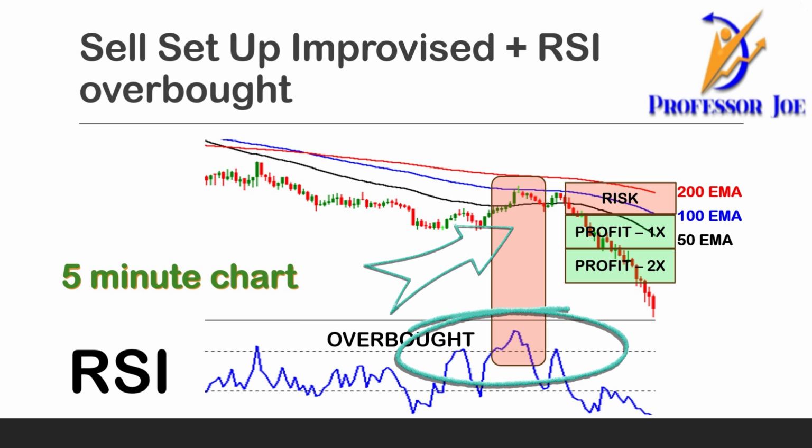So here you are taking 2 confirmations. Confirmation number 1 is the price coming below 50 EMA, and confirmation number 2 is when the RSI line comes below the dotted line from the overbought position. You can further improvise on this trade. So let us see what the next improvisation you can do on this trade is.